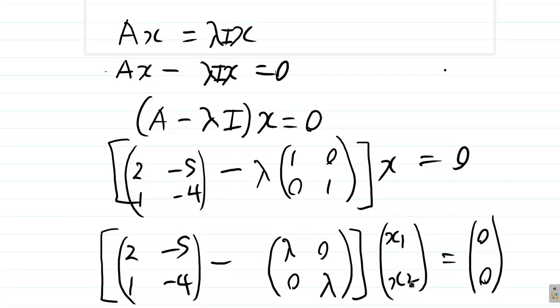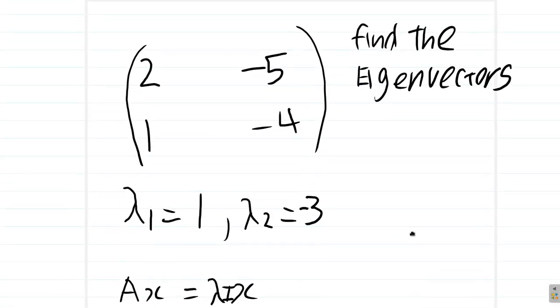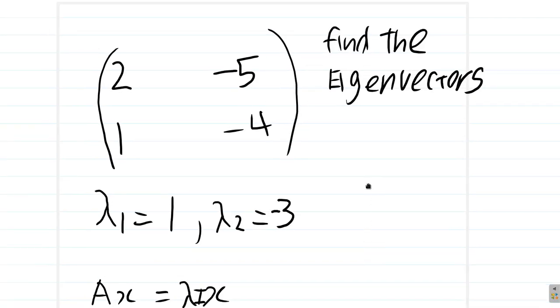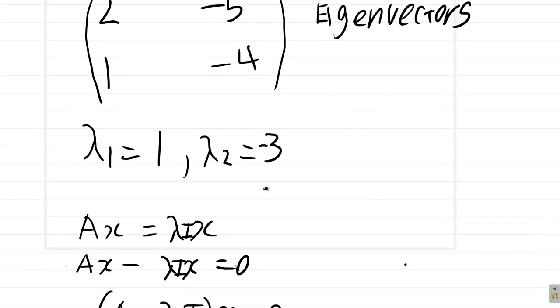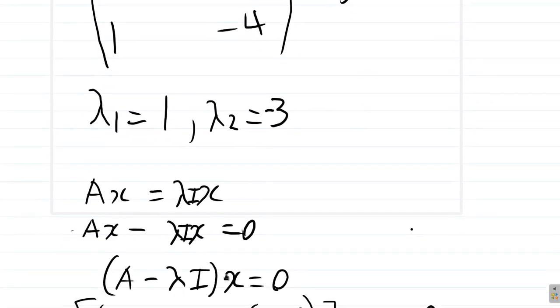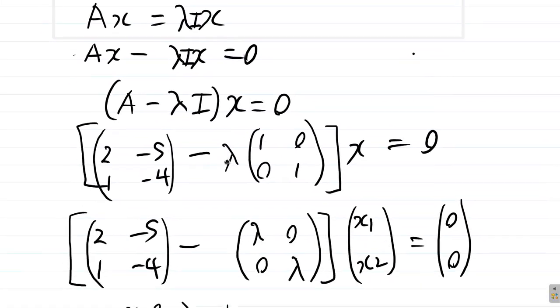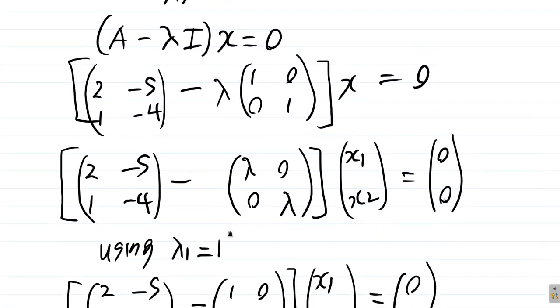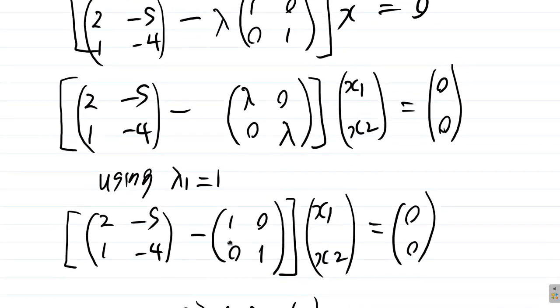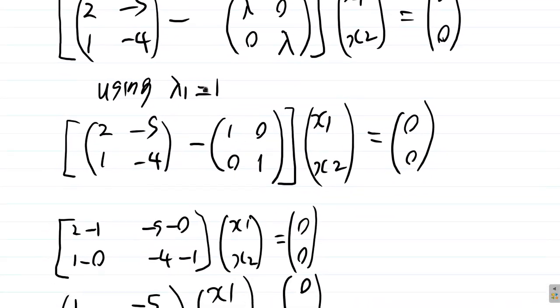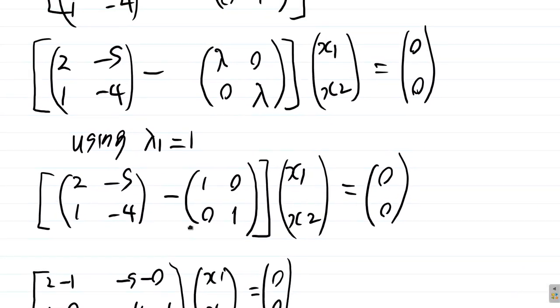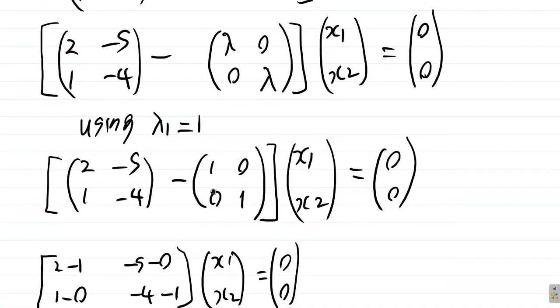So we can do a quick summary. You're finding the eigenvectors. You have two eigenvalues already. Here, you can reason this out again. It's easier to remember it this way than trying to use a shortcut method. So here you're using lambda 1 equal 1.